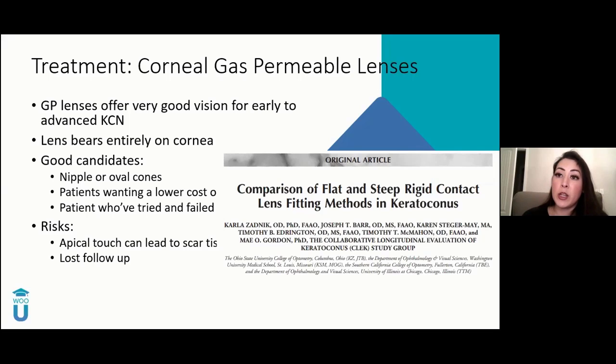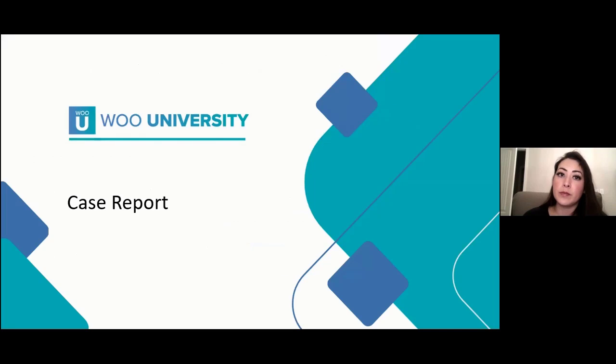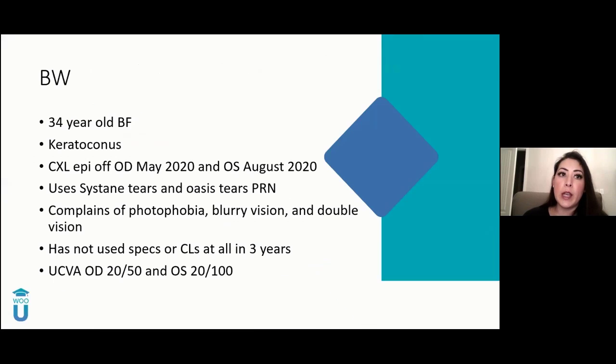You know, am I sure that this patient's going to follow up? Are they going to come back every year for me to adjust the design? What if I lose them to follow-up care? What's going to happen to their cornea? So let's go over a case report.